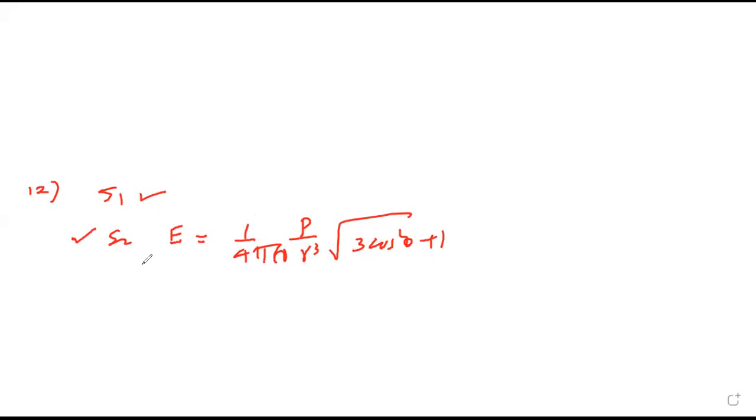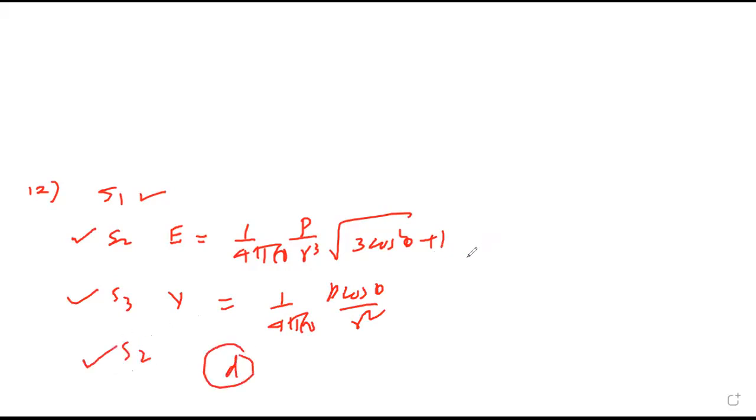Electric dipole potential falls off as 1 upon r square and not 1 upon r. This is also right. For dipole, what is V? 1 upon 4 pi epsilon naught, p cos theta upon r square. So this is also correct. Fourth, in a uniform electric field, the electric dipole experiences no net force, but torque, right? So all are correct. Therefore, option D, all are correct.